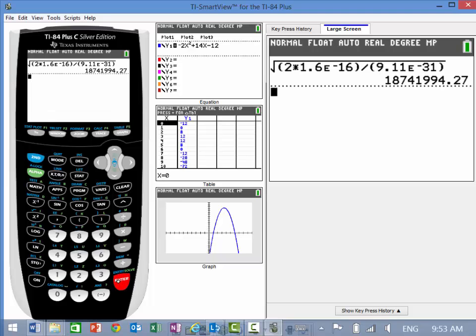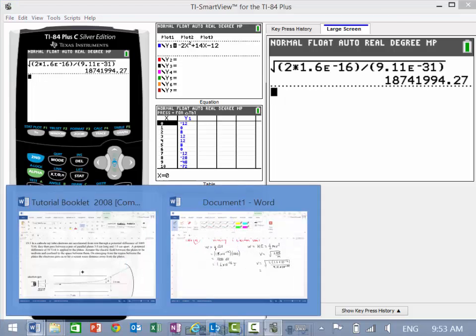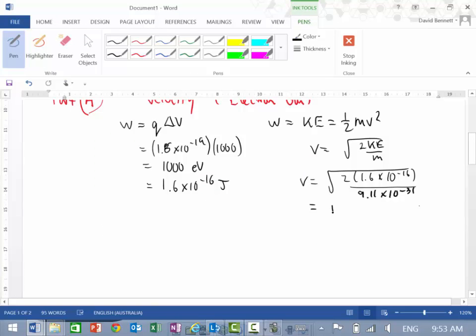So that's 1.87 by 10 to the 7. So that's a pretty fast speed. It's equal to 1.87 by 10 to the 7 meters per second. So that is our velocity.